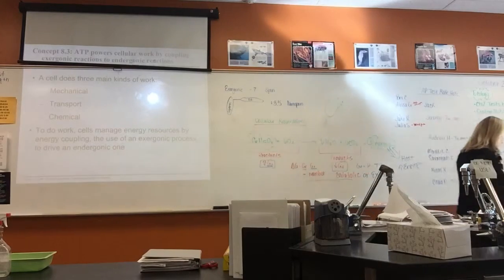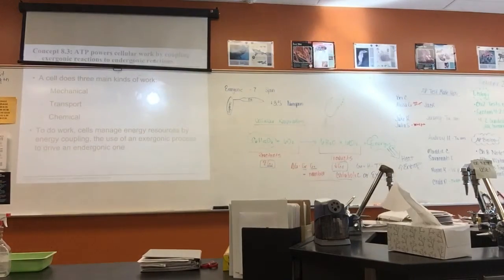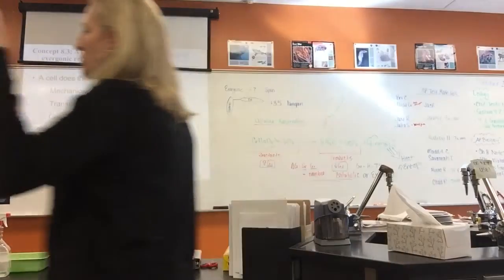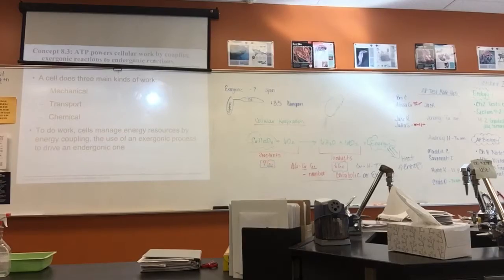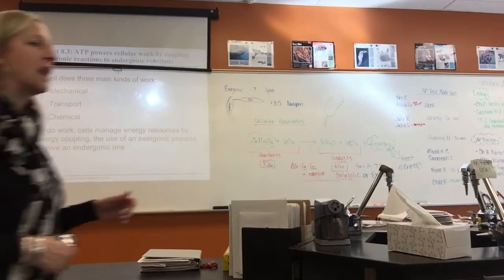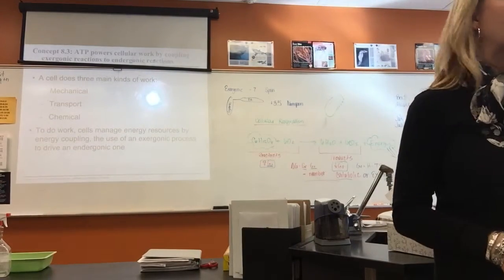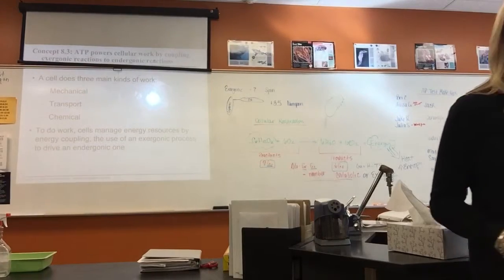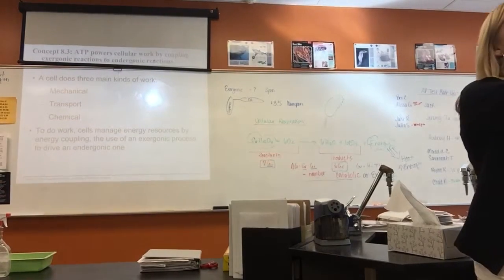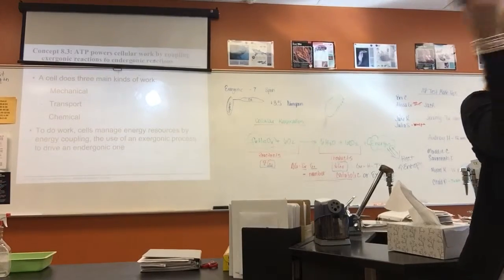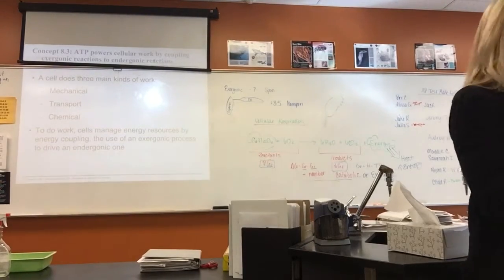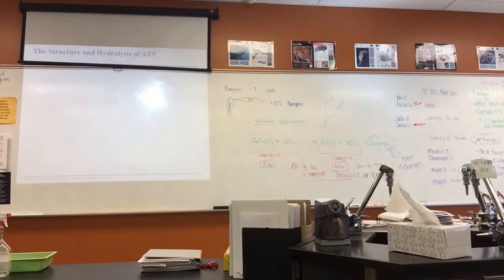So to manage these energy resources, our cells do what we call energy coupling. I used this word yesterday to introduce this. A couple means two, right? So energy coupling is the use of an exergonic process to drive an endergonic one. If you have a reaction that needs energy, that reaction is never going to go unless that energy is supplied from somewhere. So often the energy is supplied from an exergonic reaction. So you have to have these two reactions occurring simultaneously so that the exergonic reaction can run the endergonic reaction. So in comes the use of ATP.